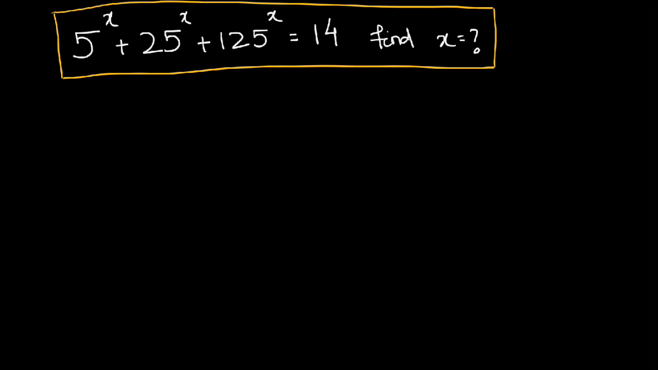Today we are going to solve this equation. The question is 5 to the power x plus 25 to the power x plus 125 to the power x is equal to 14. Find the value of x.